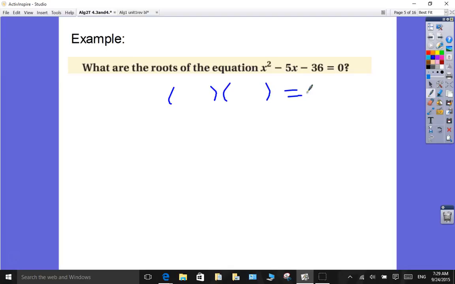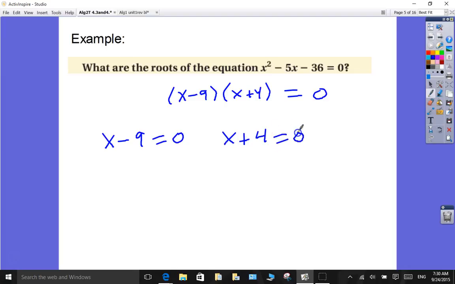9 and 4, but one's got to be positive and one's got to be negative. Negative 9, positive 4. So we get x minus 9, x plus 4 equals 0. Okay. So now we know that one of those factors has to be 0 if the product is 0. So we'll set both of them equal to 0 and solve. X minus 9 equals 0, and x plus 4 equals 0. So x equals 9, or x equals negative 4. That's it.